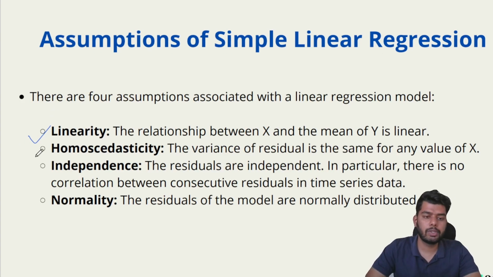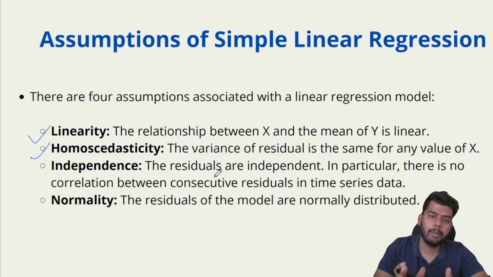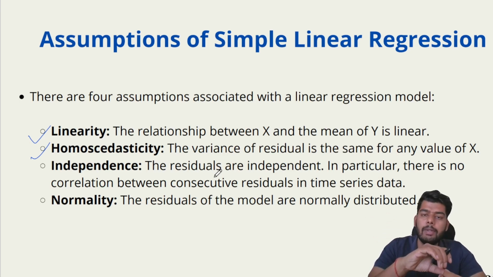Now coming to homoscedasticity. I know the word is difficult, but it means that the variance of the residual is the same for any value of x. I have not defined the residual yet, but we will soon discuss what the residual is and what the variance means. Now we have independence. Independence means that the residuals should be independent. Whenever you calculate the residuals, sometimes it may happen that the residuals have serial correlation.